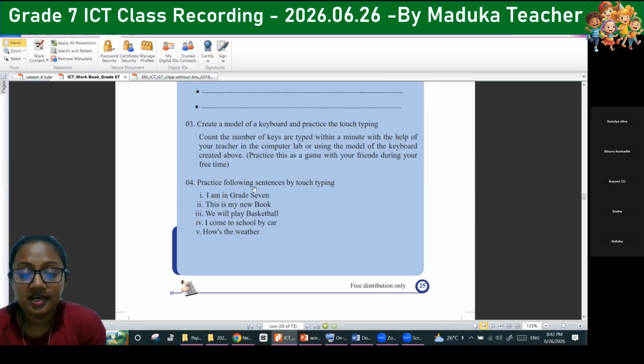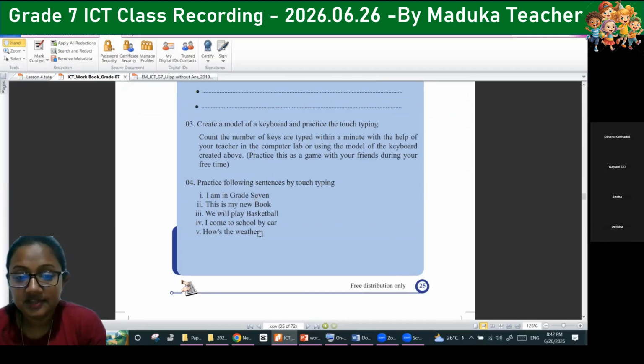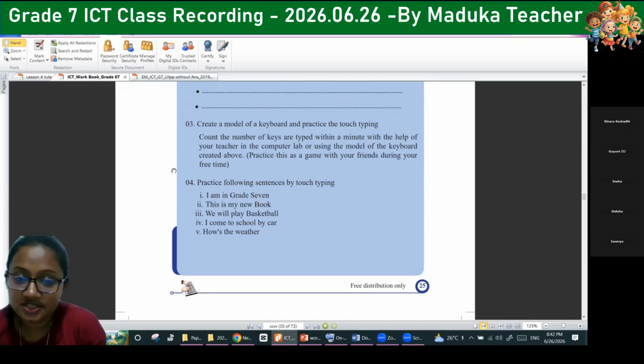Here, there are some sentences to type using touch typing. If you have computers with you, then you can do the fourth one. Others, you can do the remaining questions. When you join the next day's class, please complete the 4.4, 4.5, 4.6 activities. Don't forget it, right? Don't forget it.